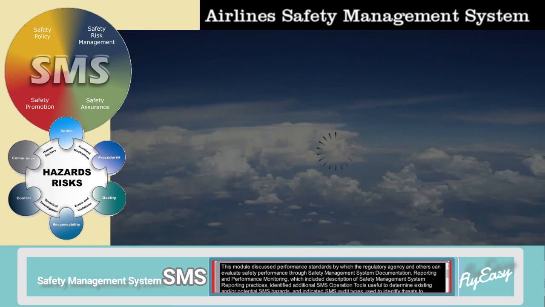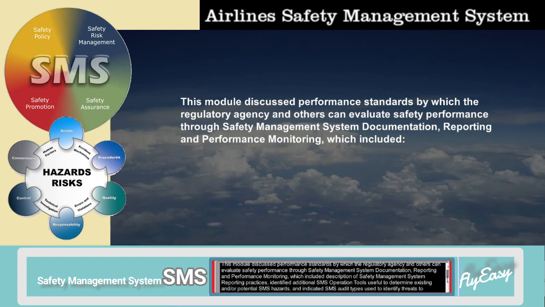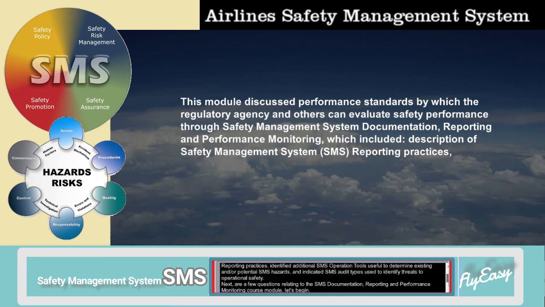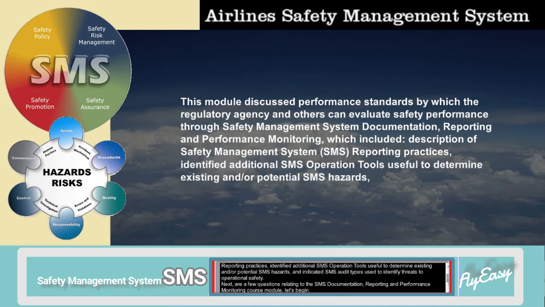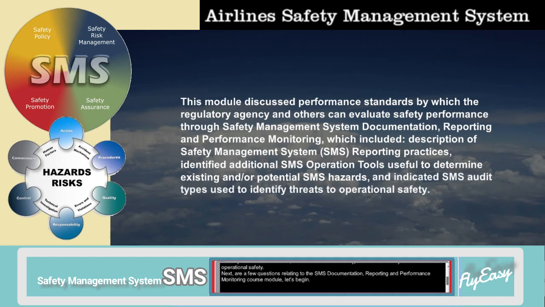This module discussed performance standards by which the regulatory agency and others can evaluate safety performance through safety management system documentation, reporting and performance monitoring, which included description of safety management system reporting practices, identified additional SMS operation tools useful to determine existing and/or potential SMS hazards, and indicated SMS audit types used to identify threats to operational safety.